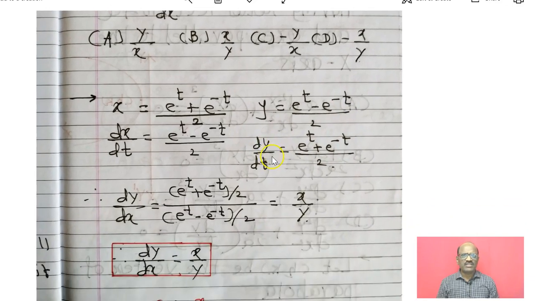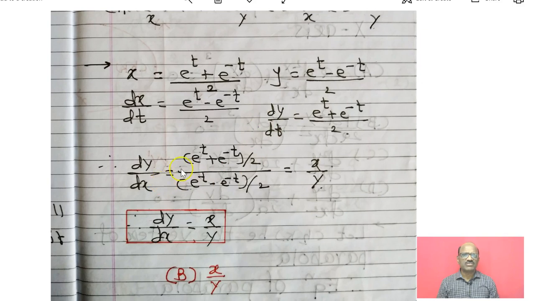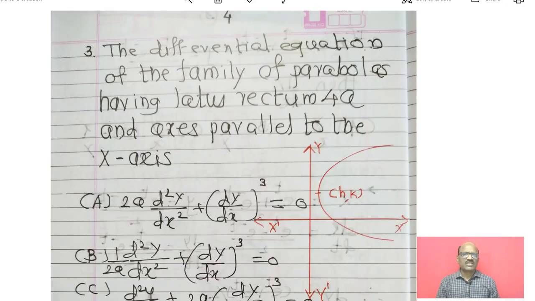Now we want to find dy by dx, and that is dy by dx is equal to (e raised to t plus e raised to minus t) whole divided by 2, and the whole divided by (e raised to t minus e raised to minus t) upon 2. And now what's happening here? This is x and this is y. Therefore dy by dx is equal to x upon y, and hence option B is the correct one. Now next, question number 3, it is again from the differential equation.